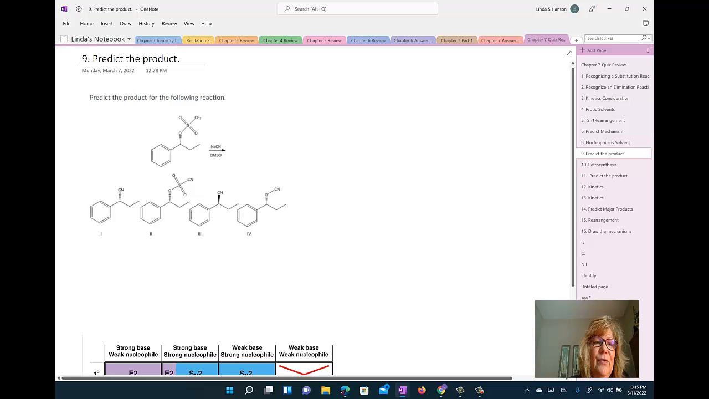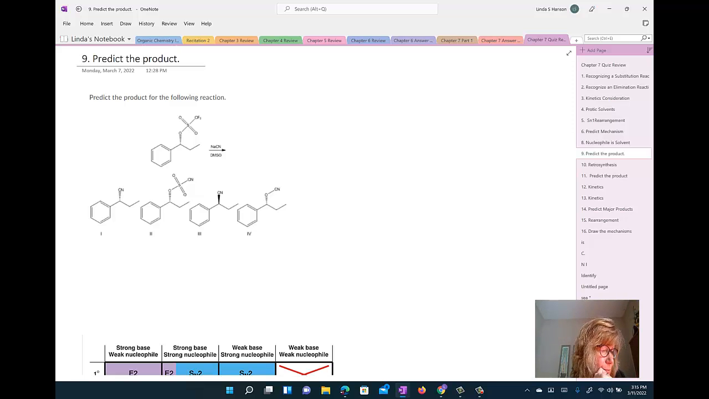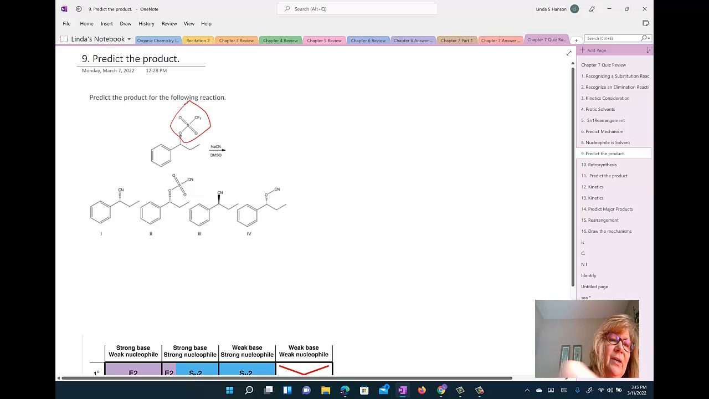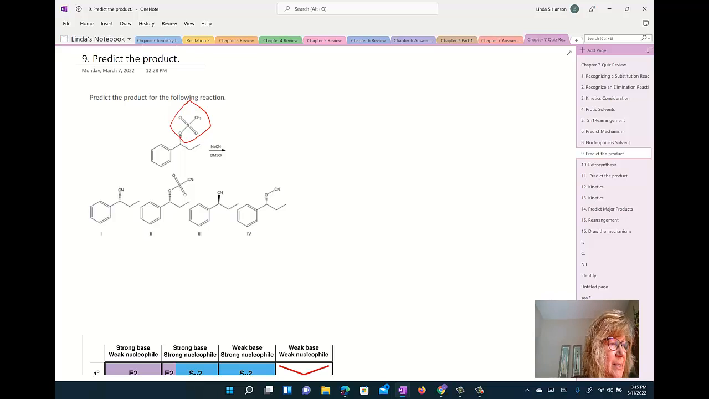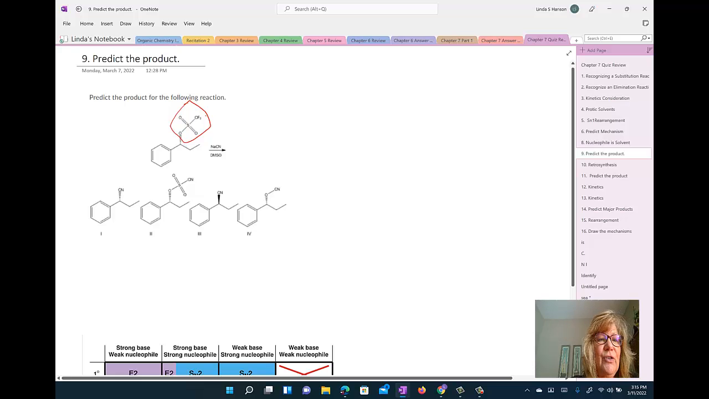Predict the product for the following reaction. What do you see? Well, right away, I'm noticing this particular structure on our substrate. This particular substrate has a sulfur group in it, doesn't it? You can see the sulfur double bonded to oxygen in both directions, attached to the oxygen leading up to a fluorocarbon. This leaving group is known as an alkyl triflate, the R-OTf.